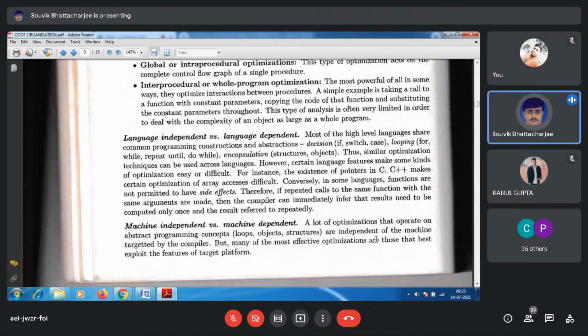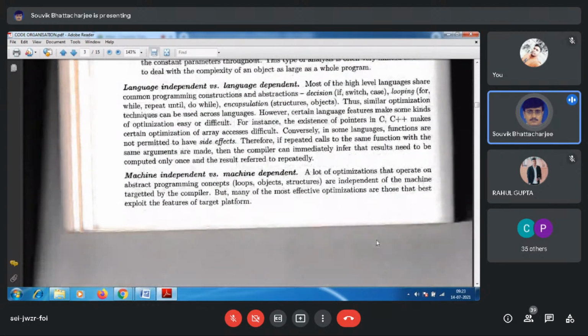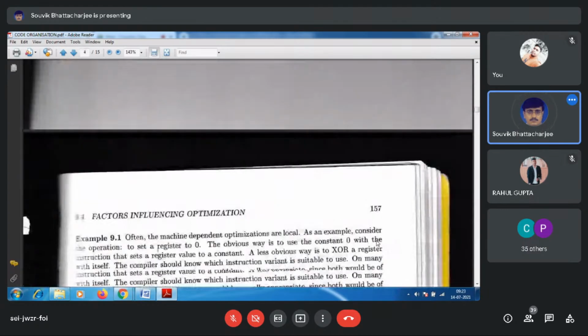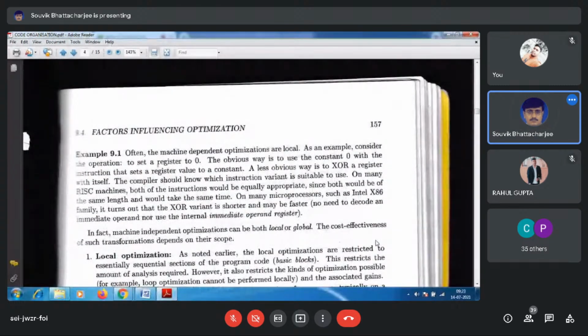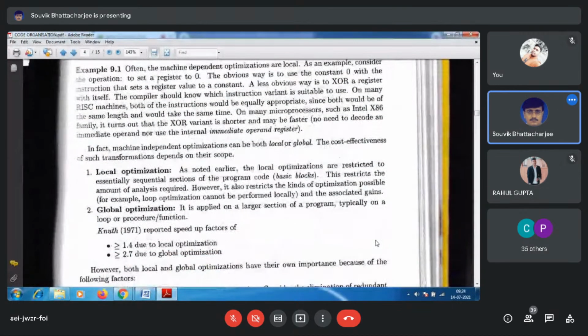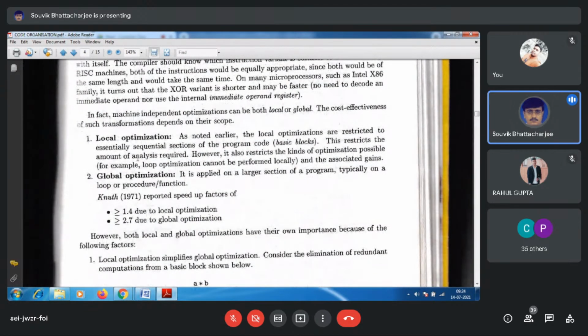And machine dependent versus independent are already discussed. Now, next, we will see machine independent optimization. Basically, it can be local as well as global. As I have told you, most of the optimization we are talking about is the machine independent one. Local optimization, I have already told you, is just a comparison of the local and the global one.